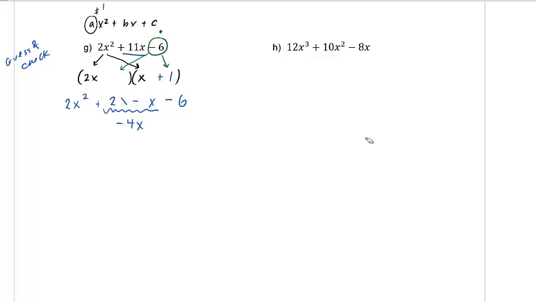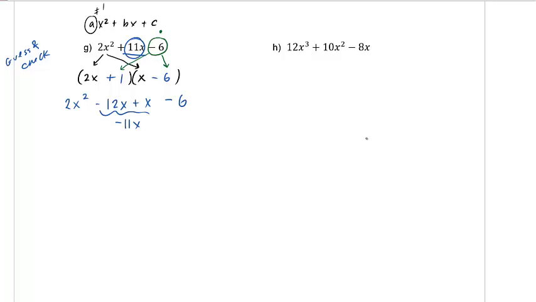I did negative 6 and positive 1. Maybe I flip those around and try positive 1 and negative 6 here. The first and the last terms of my FOILing will remain the same. I just have to mess with the middle. So 2 times negative 6 gives me negative 12x, and then the inside gives me plus x. Together, this makes negative 11x. So I'm getting closer to the middle term that I wanted, but I need it positive.